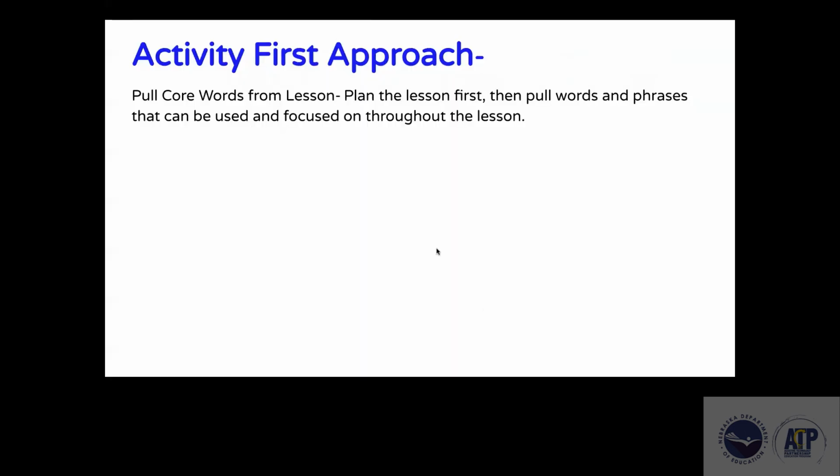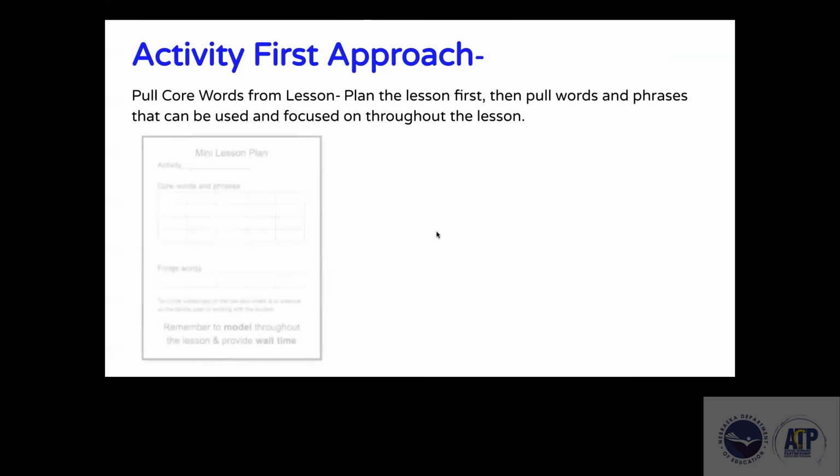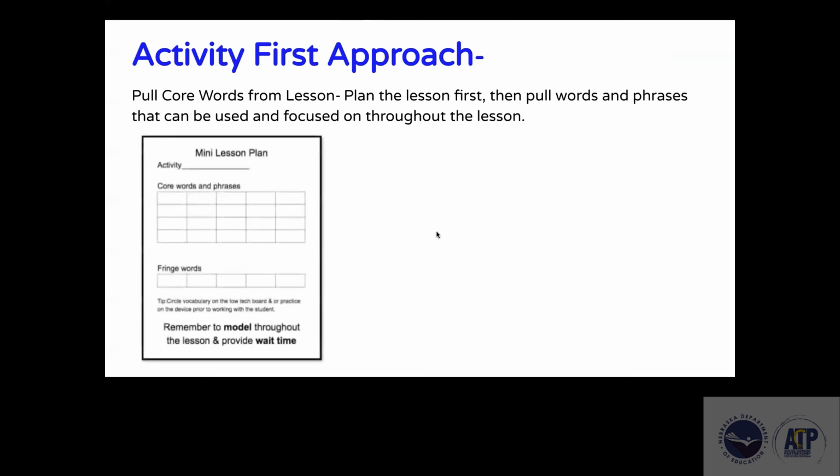So again, you're pulling core words from the lesson. You're going to plan the lesson first and then pull the words and phrases that can be used and focused on throughout that lesson. So this, again, we had sheets for our staff to fill out. Now they're very well versed, but it really is something that is very helpful.